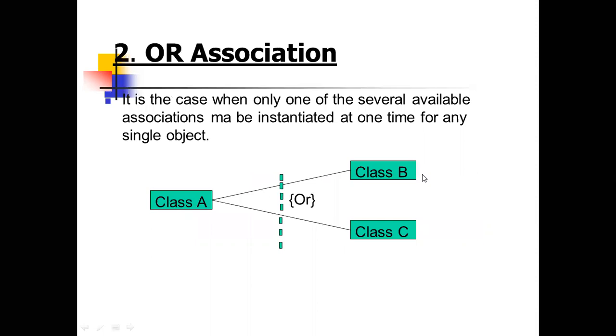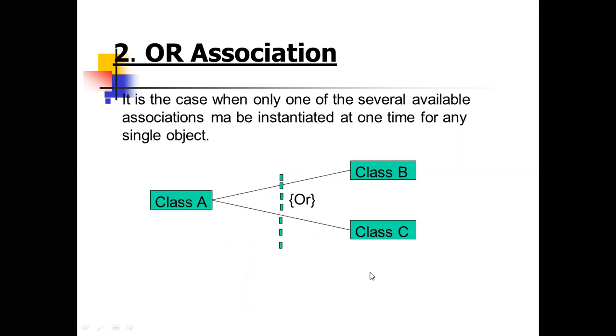The next one is the or association. What is an or association? It is the case when only one of the several available associations may be instantiated at one time for any single object. Here you can see there are three classes. Class A is connected to class B or class C. These are the or association: either this class or this class.